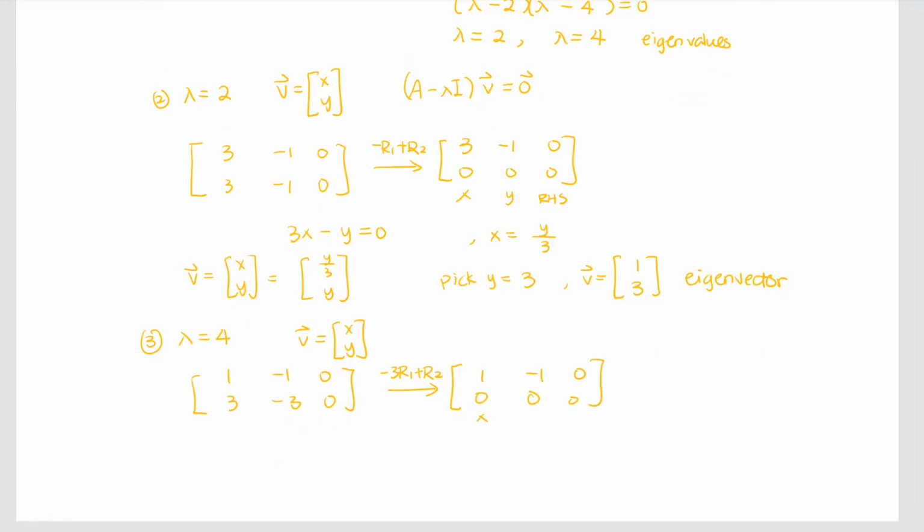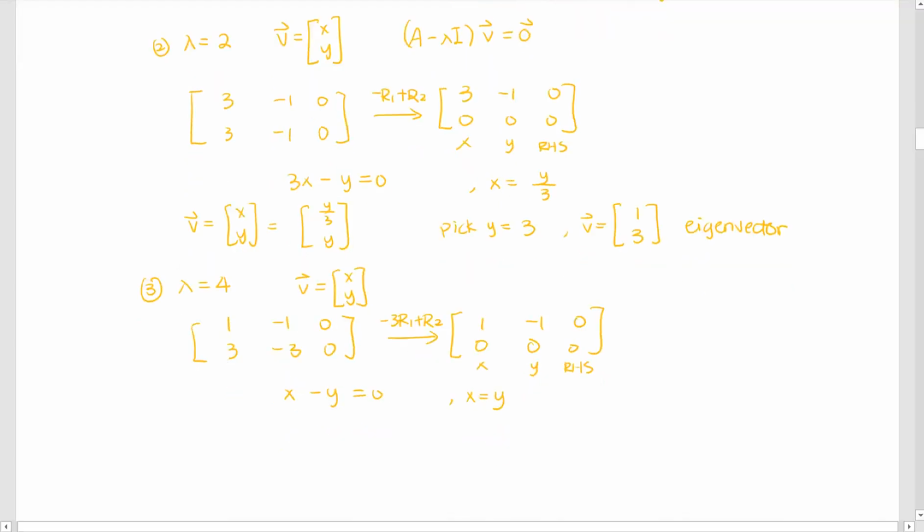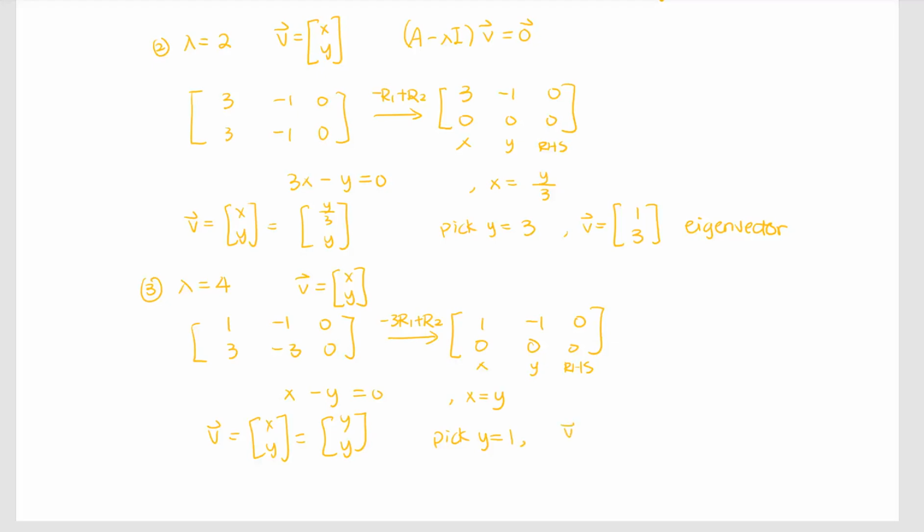Okay, so this is x, this is y, this is the right hand side. Alright, and then let's plug in the first row. We have x minus y equals 0. Well, x is y. So v is then (x, y), but x is y. We can pick y to be 1, and then our v is (1, 1). So this is the eigenvector associated with the eigenvalue lambda equals 4.